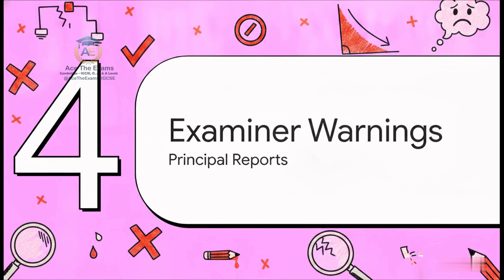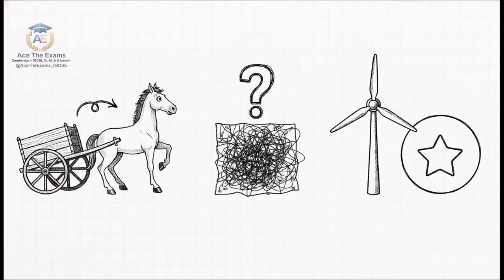Let's shift to our final, and honestly, perhaps most vital section, Section 4, Top Examiner Warnings Revealed. We have dug deep into the Cambridge Principal Examiner reports to uncover exactly where students lose marks. Here they are, the absolute top 3 mistakes directly from the people who actually grade your papers.